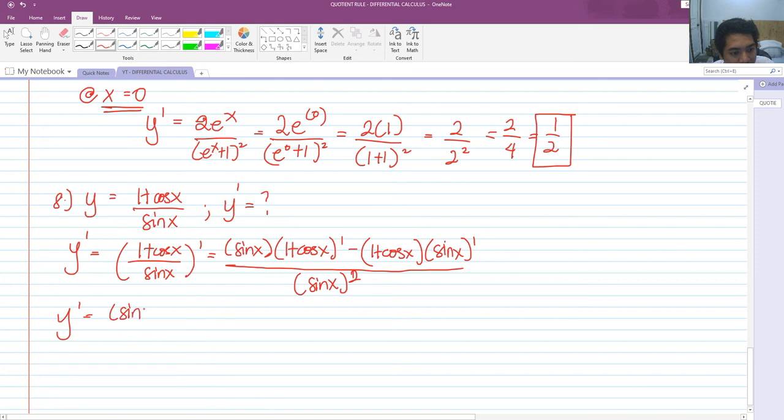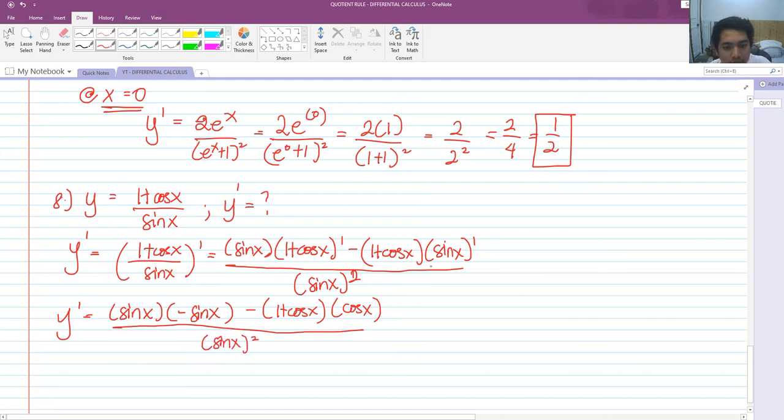So we have sine of x, the derivative of 1 plus cosine of x would be negative sine of x. Okay, if you apply the sum rule in differentiation, you will get that. And then we have negative or minus 1 plus cosine of x. Then the derivative of sine is cosine of x. All over sine of x squared.